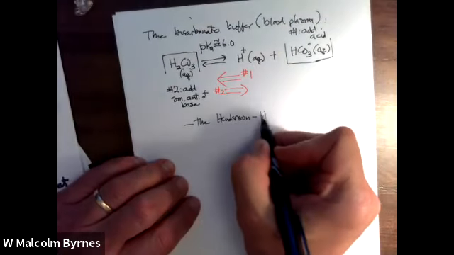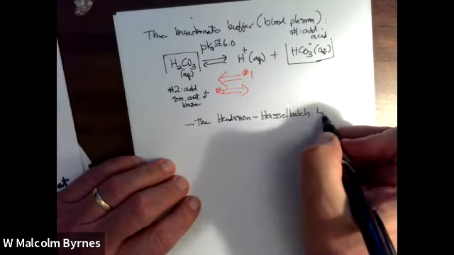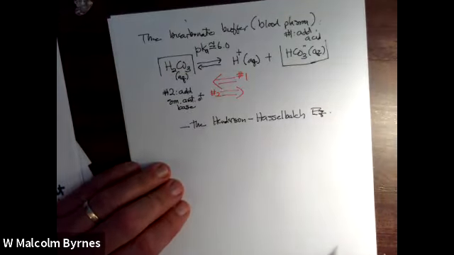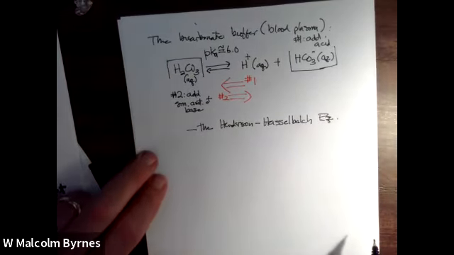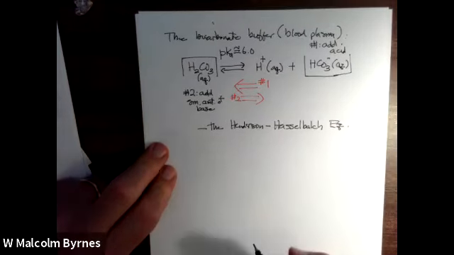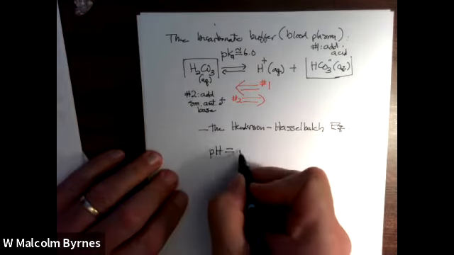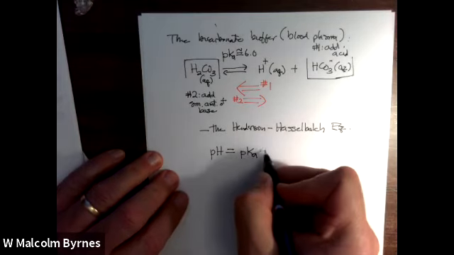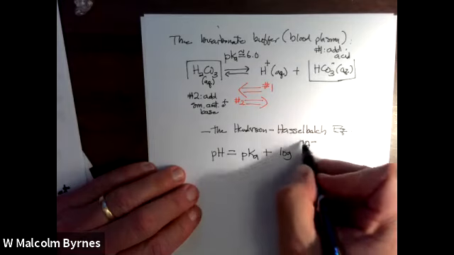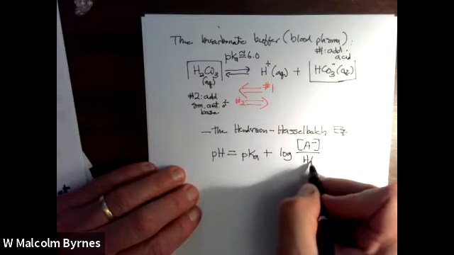Henderson-Hasselbalch equation. It's derived from the acid dissociation constant expression, in which you take the negative log of both sides and rearrange it. And what you end up with is pH is equal to pKa plus the log of A minus over HA.